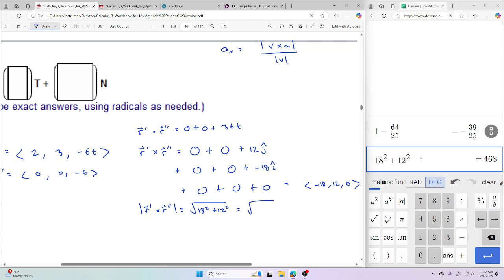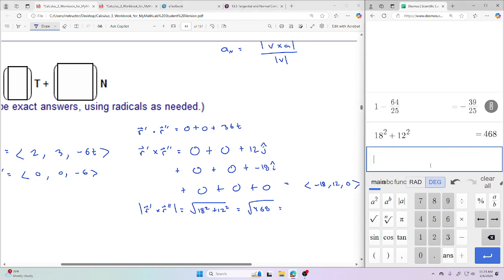So yeah, square root of the 468. Does that actually make a nice, pretty thing? Oh, womp womp. Well, we keep it that way then, because it's calculus 3.